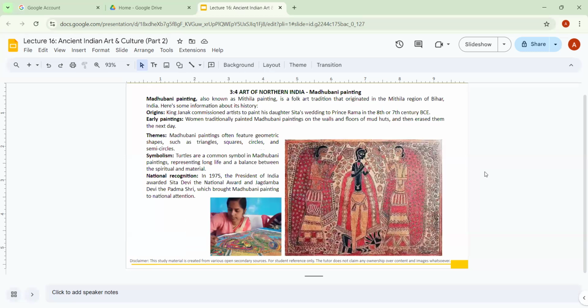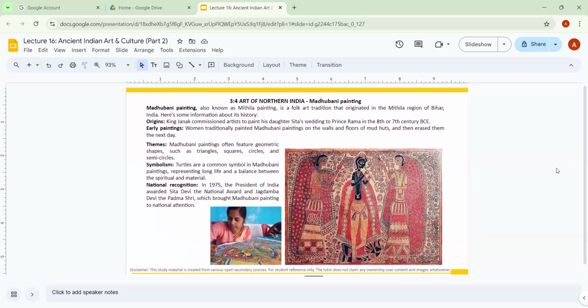The art of Northern India. Madhubani painting. Madhubani painting is also known as Mithila painting. It is a folk art tradition that came from Mithila region of Bihar.